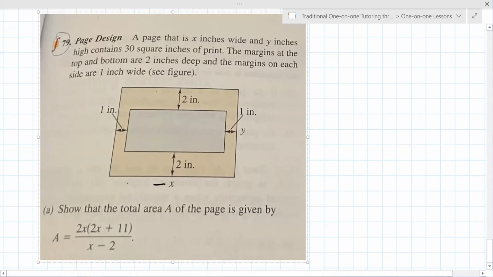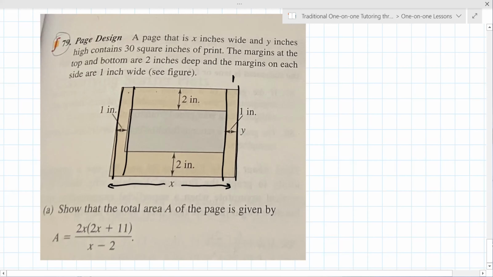So x is the whole length here. And this width right here is 1. And this width right here is 1. So to get this width here, you have to take the x, subtract 1, subtract 1, basically each of those. Oh, okay. And then you do the same thing for the y. Okay. So this is y minus 2.